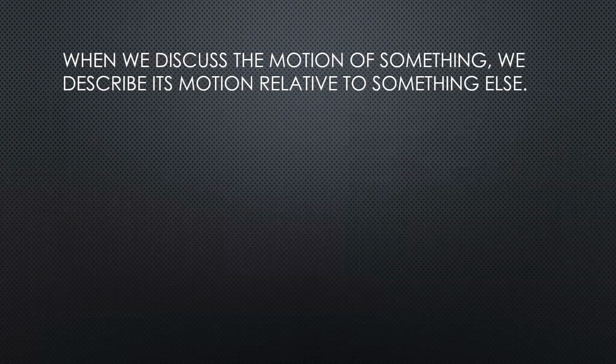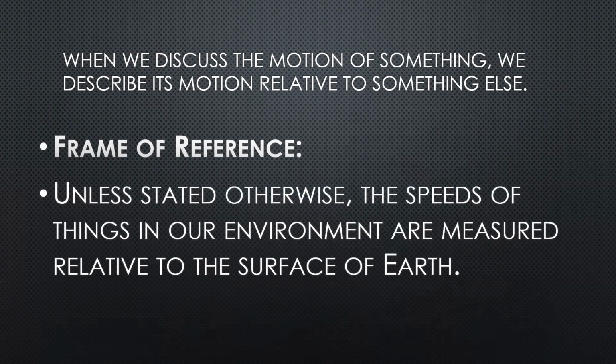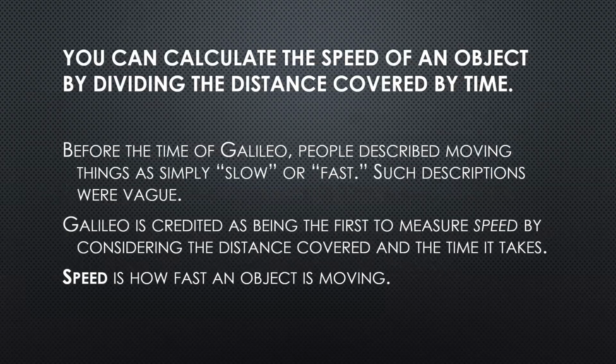So when we discuss the motion of something, we're always going to describe it relative to something else. This is called our frame of reference. It's always going to be the surface of the earth unless we state otherwise. So if we talk about a rocket ship going up, that's relative to the earth. If we're talking about a submarine going down, that's relative to the surface of the earth as well. Same for cars on the street. So we're always going to be looking at the surface of the earth for our frame of reference. You can calculate the speed of an object by using the formula of distance divided by time.